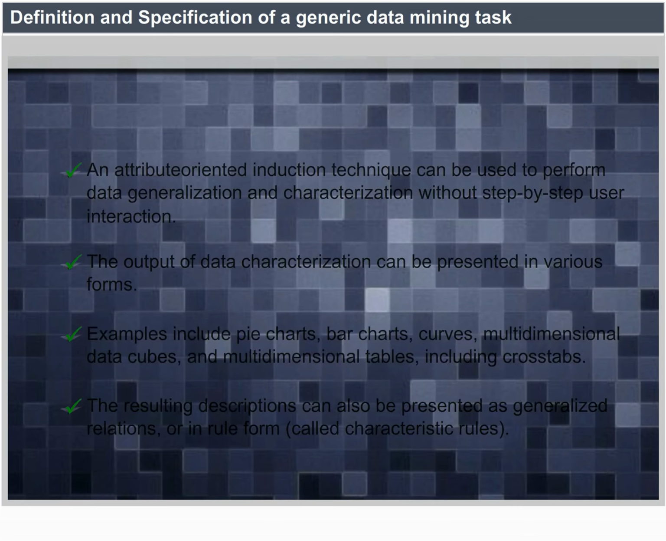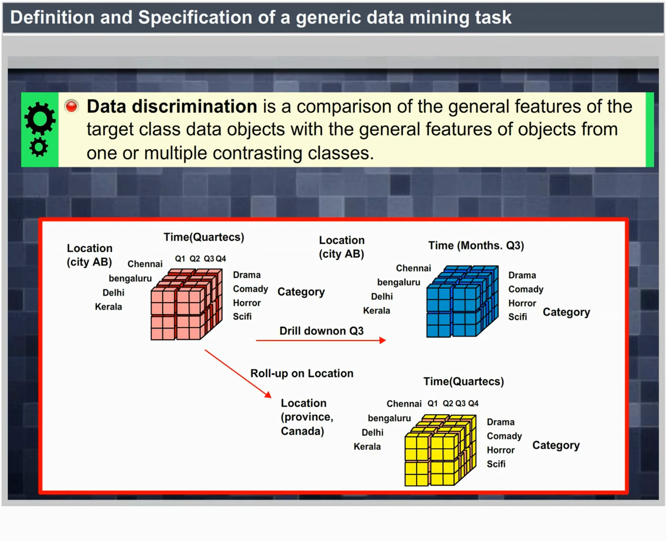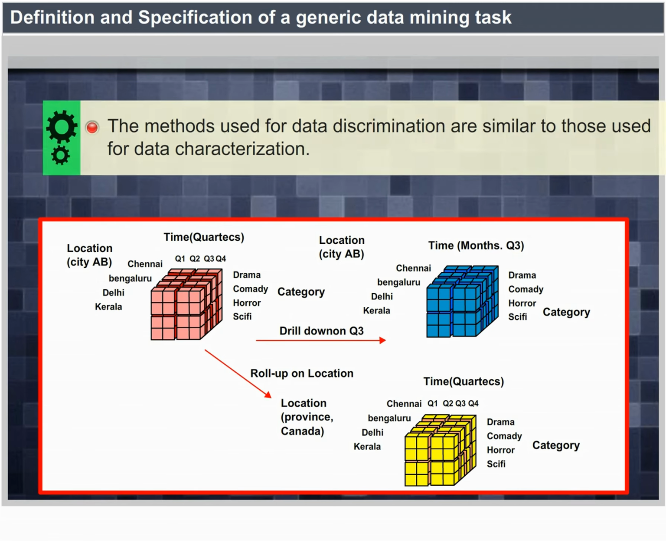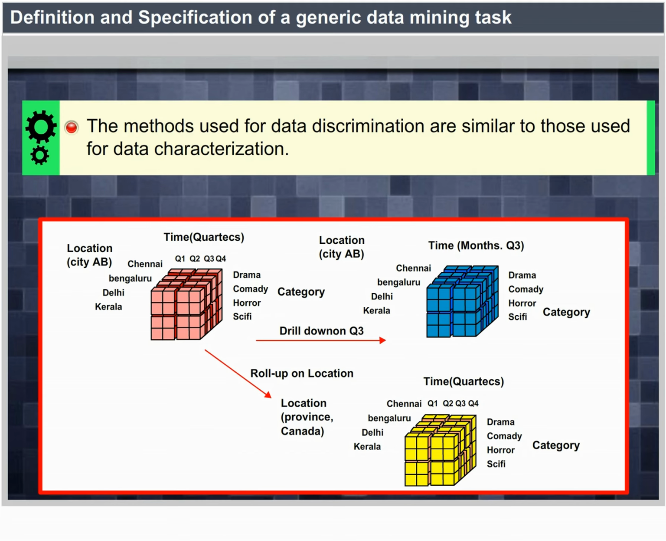Data discrimination is a comparison of the general features of the target class data objects against the general features of objects from one or multiple contrasting classes. The target and contrasting classes can be specified by a user, and the corresponding data objects can be retrieved through database queries. The methods used for data discrimination are similar to those used for data characterization.